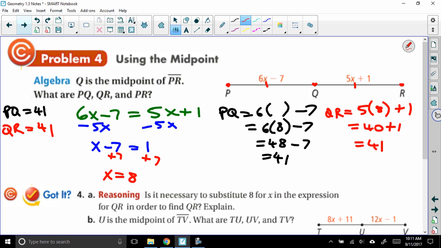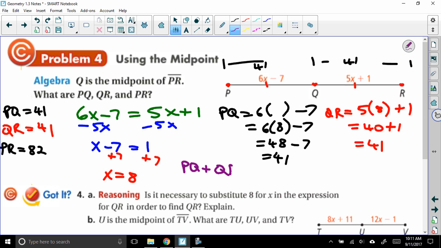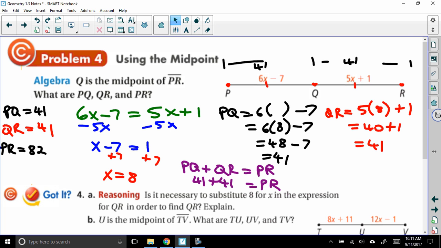And finally, what is PR? Well, if this is 41 and this is 41, by the segment addition postulate, I guess we'd have to double that 41. So PR would be 82. If you're not sure where that comes from, the segment addition postulate says PQ plus QR is PR. So 41 plus 41 is PR, and that's how we would get the 82.